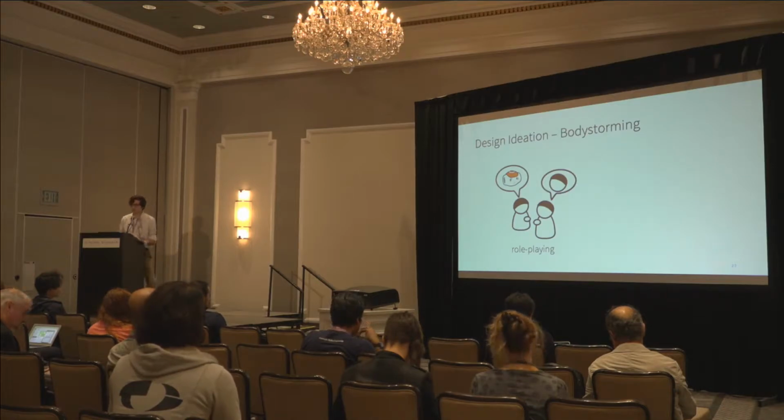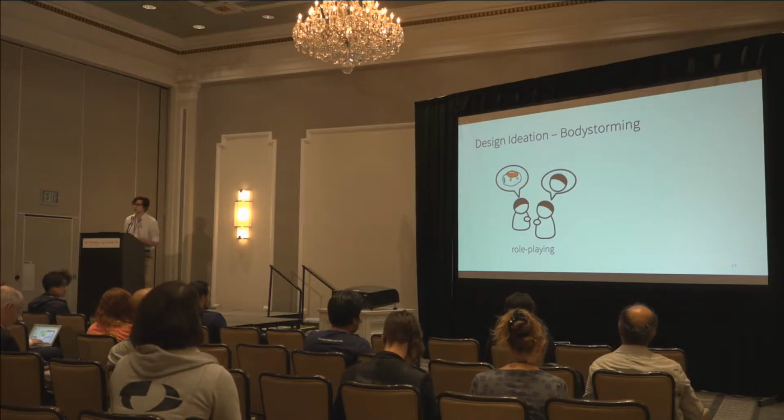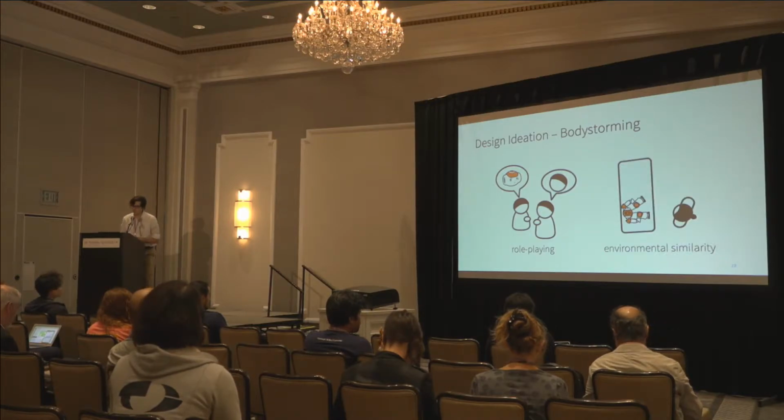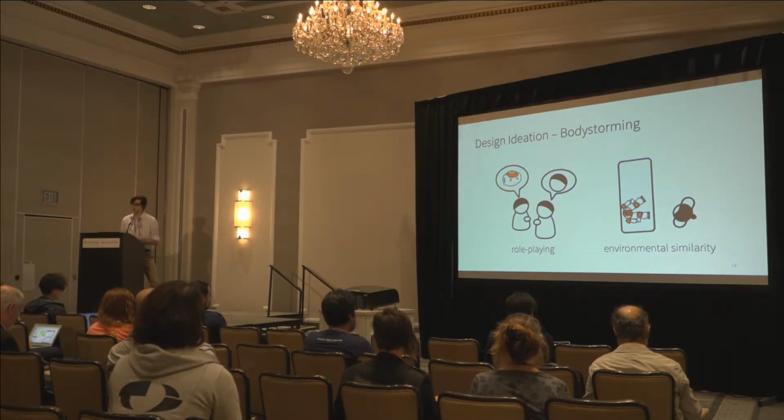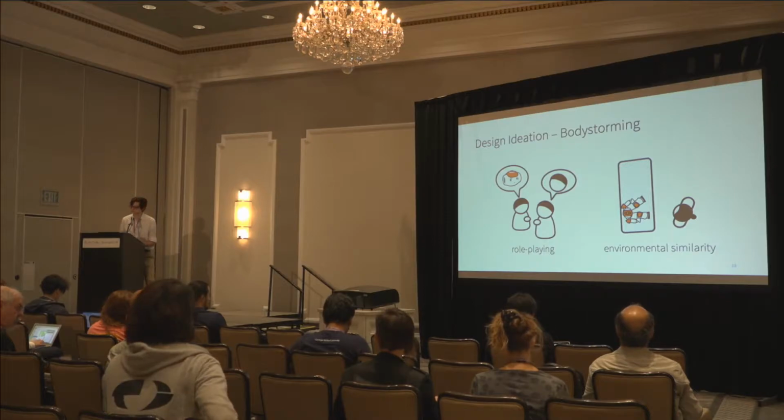One such design process that embodies this idea is called bodystorming. And bodystorming traditionally involves role-playing, which in our case could mean that one designer acts as a robot and another designer acts as a human end user. Bodystorming also involves environmental similarity, which refers to brainstorming in an environment that is similar to the environment being designed for, and is often achieved through the use of props.